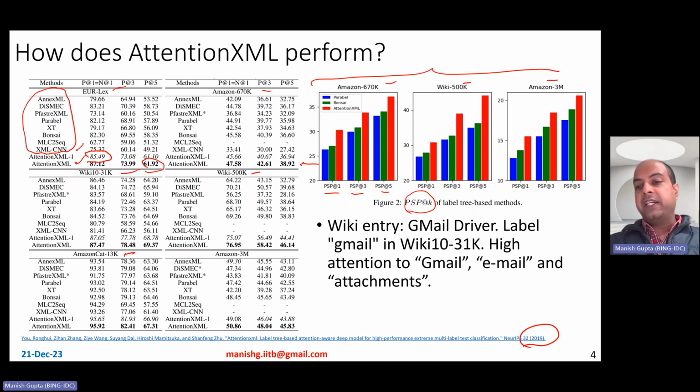Okay. Specifically, you can also look at the attention values for more interpretation. So specifically in the paper, they actually show the visualization for the attention as well for categorization of this Wikipedia page. The Wikipedia page title is Gmail driver. And of course, Gmail is a very reasonable label to provide to this Wikipedia page. And what to observe is that AttentionXML, of course, guesses the label correctly while paying a lot of attention to keywords like Gmail, email, and attachments on the words mentioned on the entire web page.